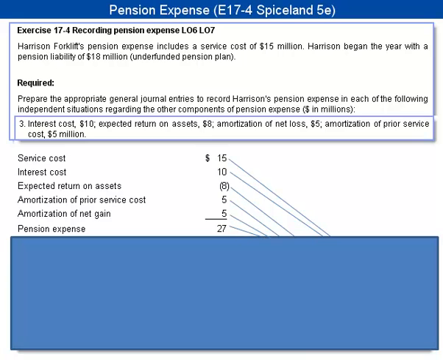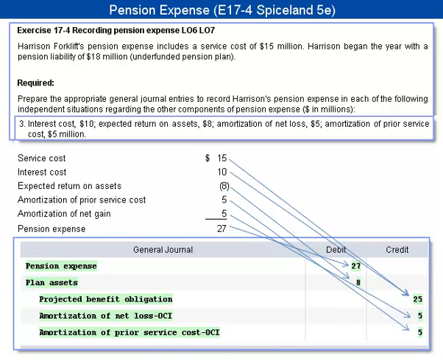We add in the service cost of $15 million and the interest cost of $10 million, but then we need to back off the expected return of the $8 million. We have an amortization of prior service cost that increases it by $5 million and an amortization of net loss that also increases our pension expense. So the total of that is $27 million. I'll slide that off and we'll show you how we make that entry.